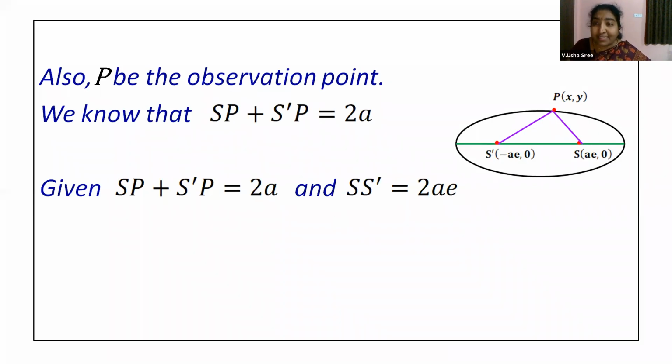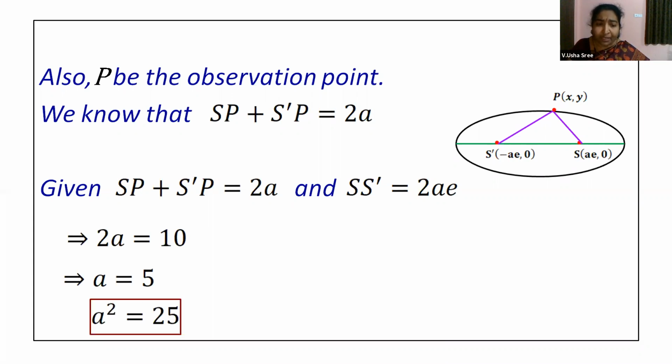Sum of the distances from the point of observation, he has given it as 10. So 2A should be equal to 10. When 2A is equal to 10, we can say A is equal to 5. When I say A equal to 5, automatically A square becomes 25. And SS dash is equal to 2AE.